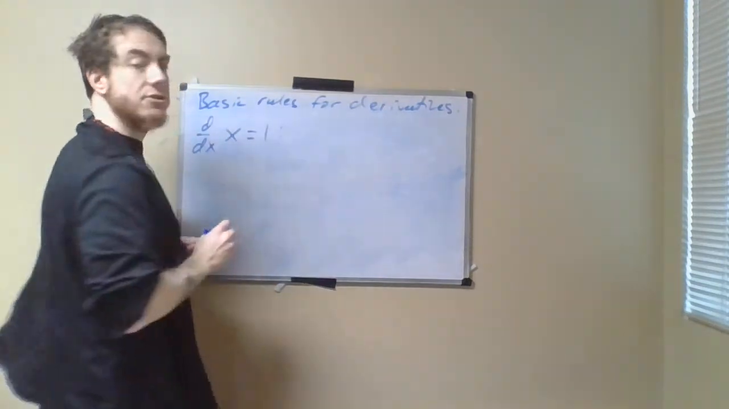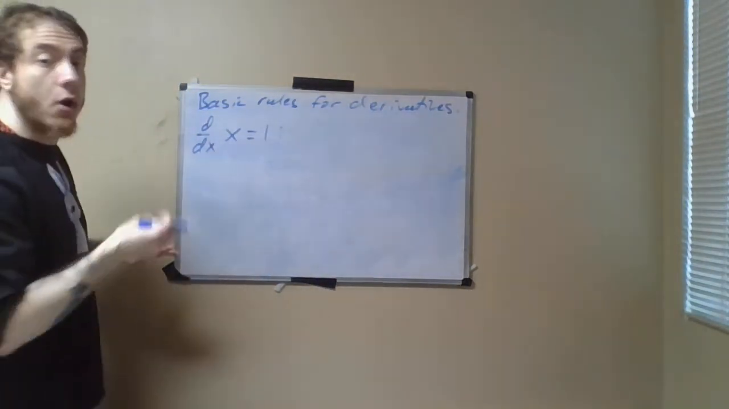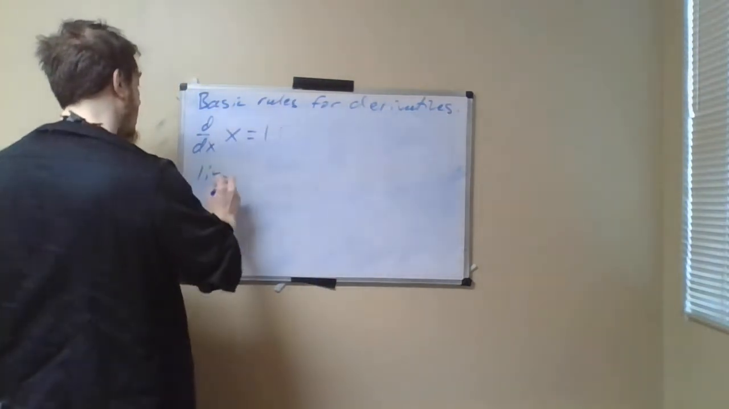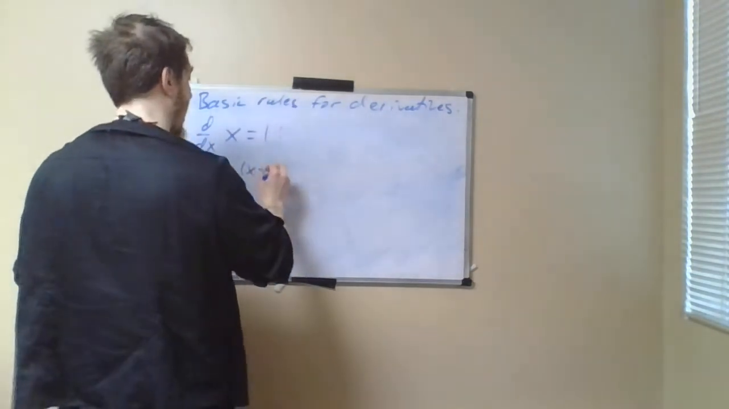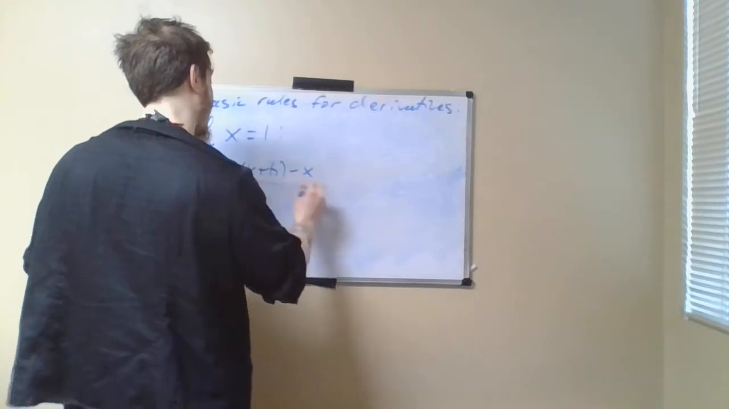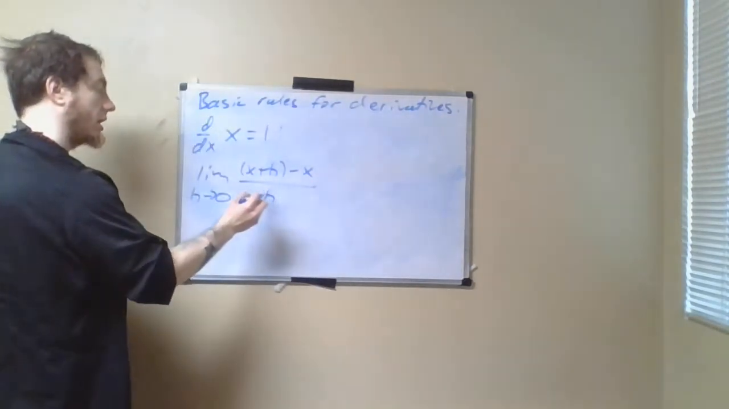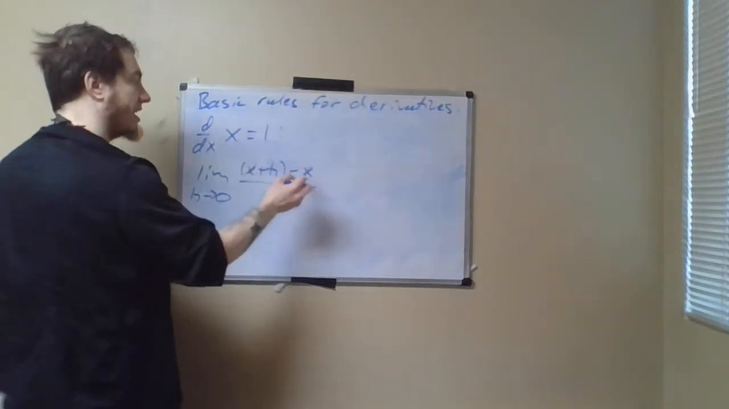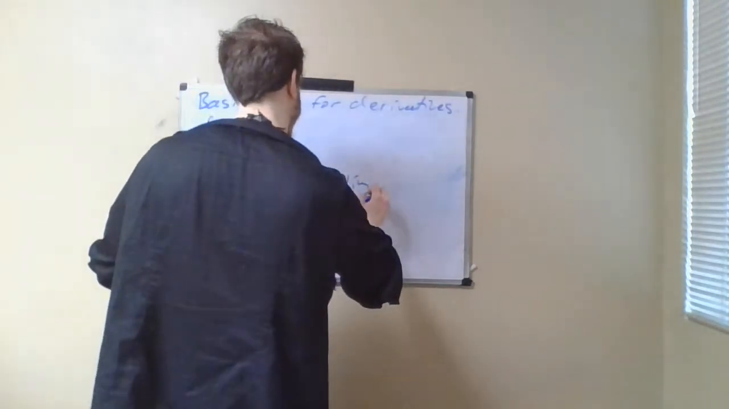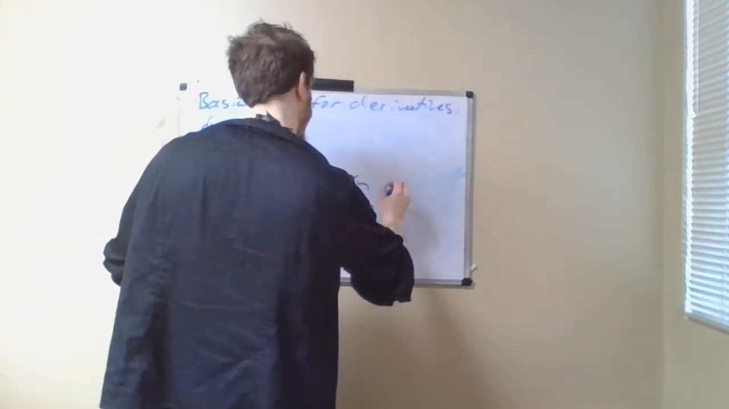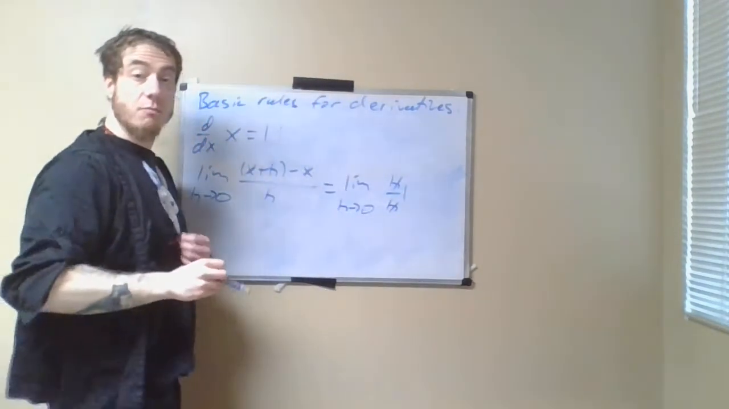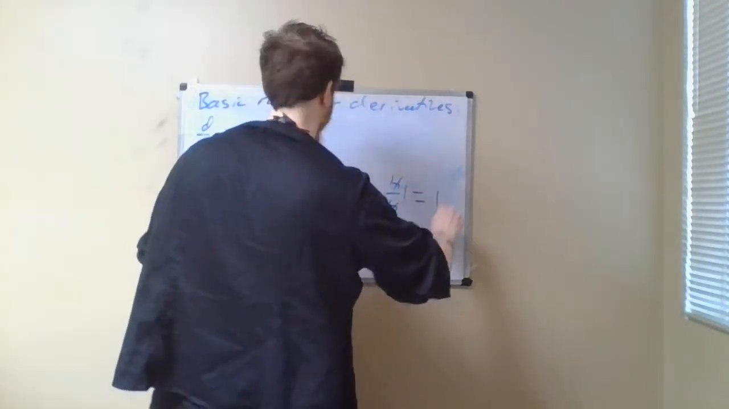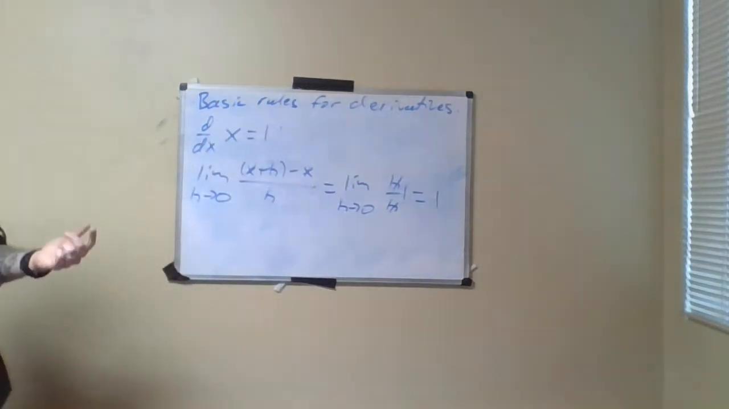And again, this isn't too terribly difficult to show. We've kind of done harder stuff before, honestly, because this is the limit as h goes to 0 of x plus h minus x divided by h. Well, the x's here are going to end up canceling out, and we get the limit as h goes to 0 of h over h. The h's cancel out and leave me with 1, and so, of course, this is just equal to 1.